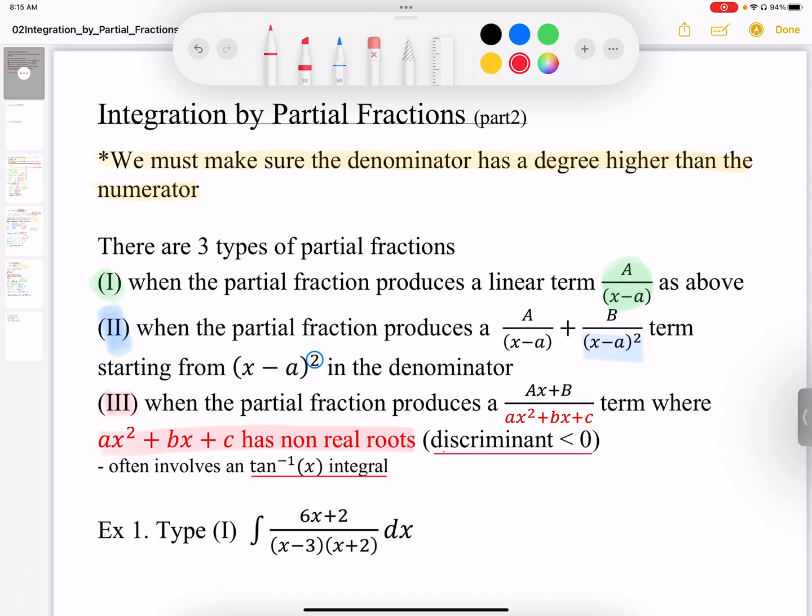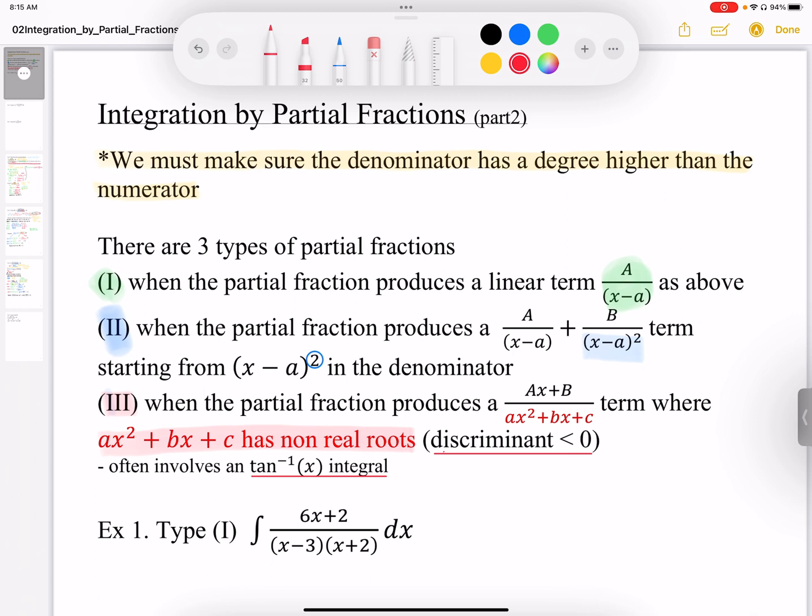We're going to continue with partial fractions from last day. Now, one of the things I want to highlight is that we must make sure that the denominator has a degree higher than the numerator. So if the denominator is lower than the numerator, we need to make sure we divide first before we apply partial fractions.